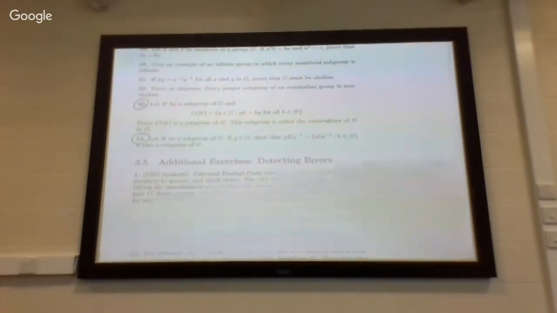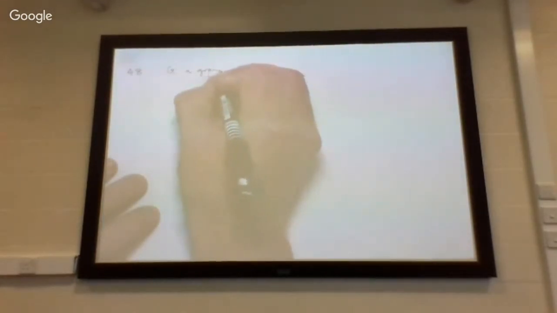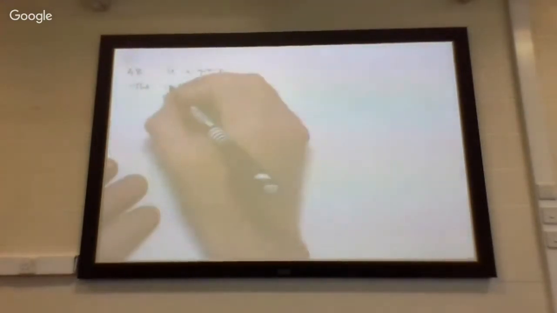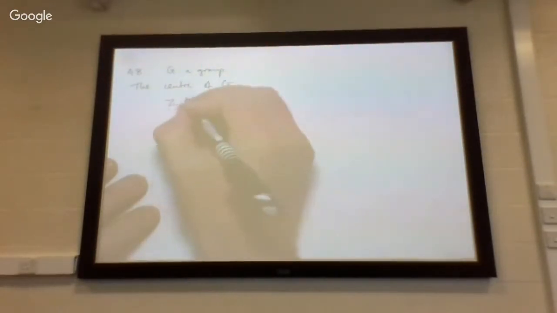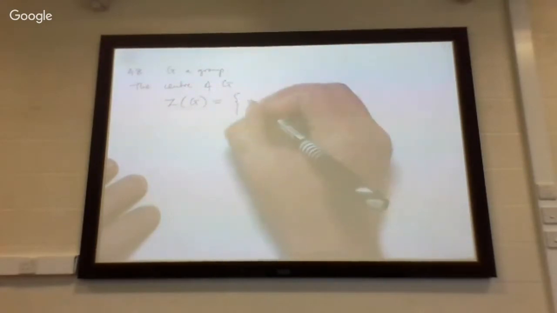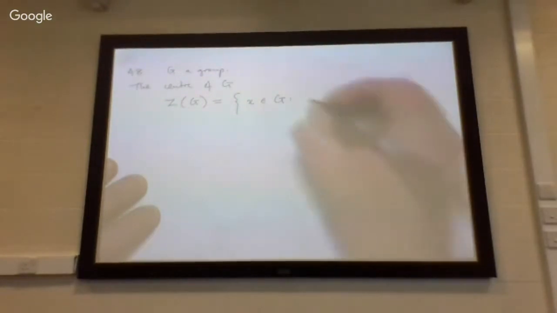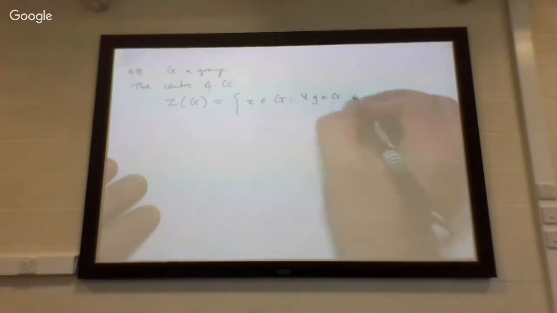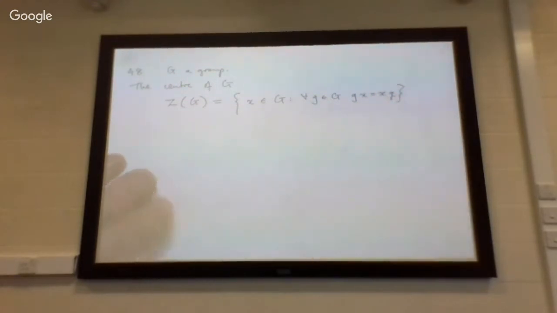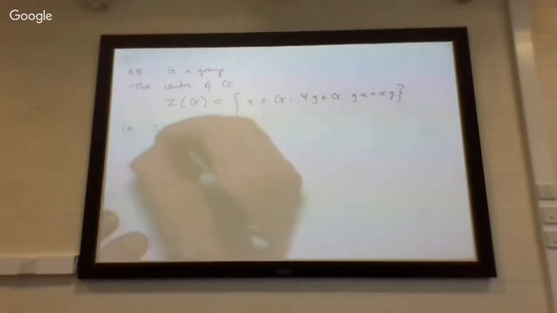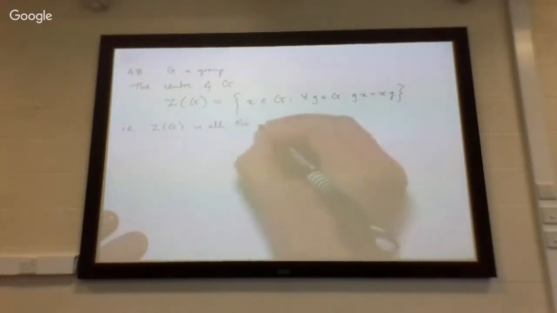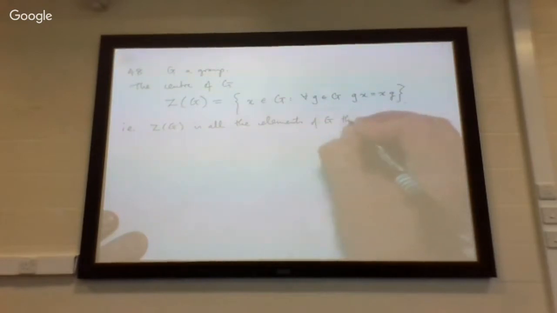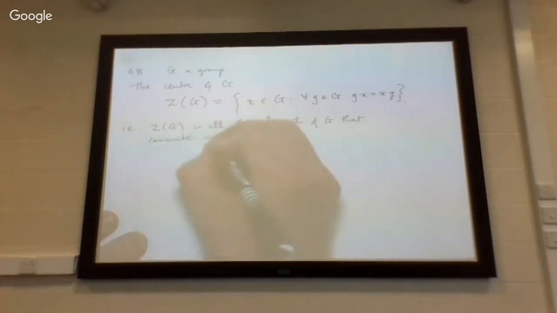But to do our first problem, let's do 48. This is similar to what we're doing for 53 and 54. So 48: let G be any group. Here's a special subset of G, called the center of G, denoted Z(G). The definition is the set of everything x in G which has the property that for every element g in G, gx is equal to xg. That is, Z(G) is all the elements in G that commute with every element of G.